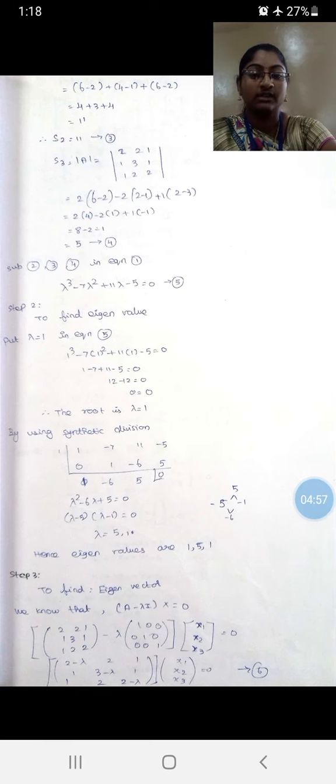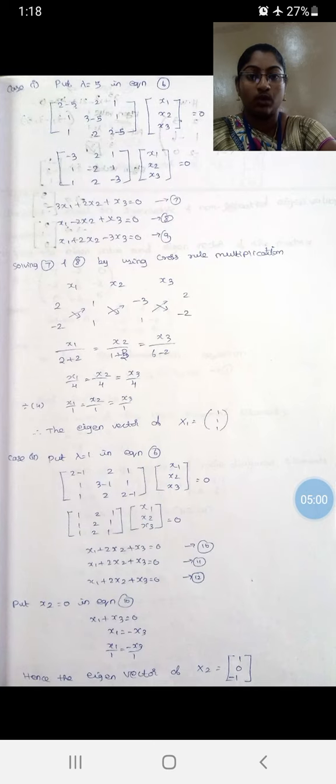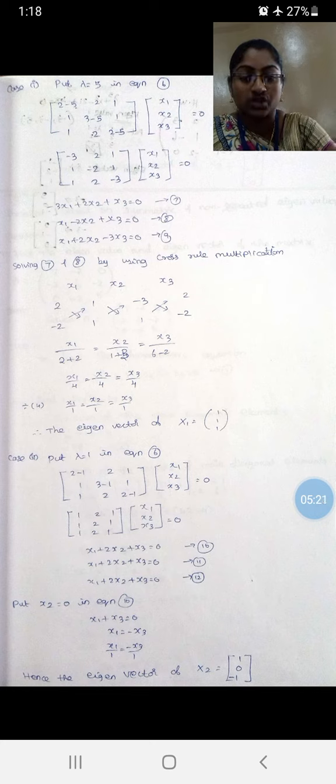So here we have the lambda values as 5 and 1. In case 1, put lambda equal to 5 in equation 6. My diagonal elements will become 2 minus 5, 3 minus 5 and 2 minus 5. While solving this, I get the matrix into [x1; x2; x3] equal to 0. Now change this into equations. Take your first row and the column, multiply it, we get the equation minus 3x1 plus x2 plus x3 equal to 0. Then take the second row and the column: x1 minus 2x2 plus x3 equal to 0.